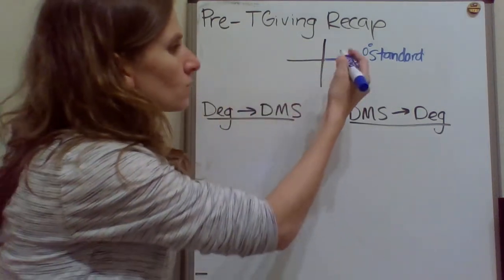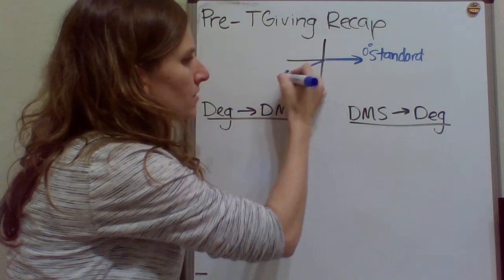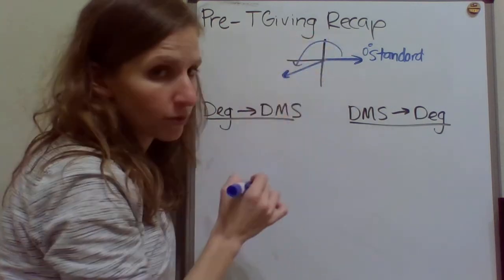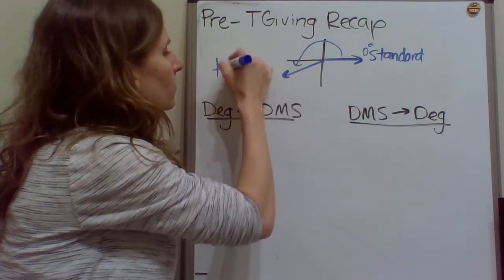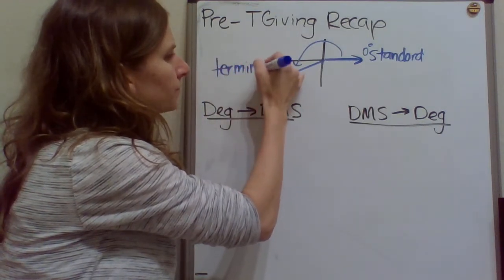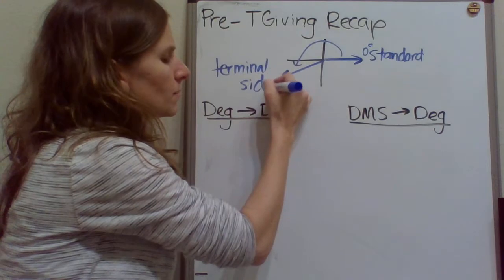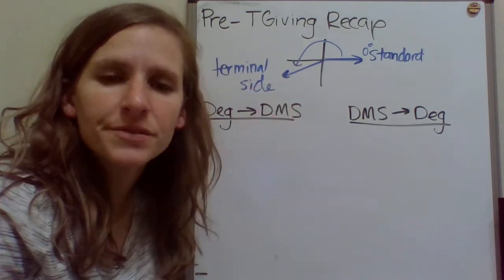So if I take this ray in standard form and I rotate it some amount of degrees counterclockwise, remember that's positive, I'm going to end up in the third quadrant, and we call this the terminal side, just because it's where the angle rotation ends.